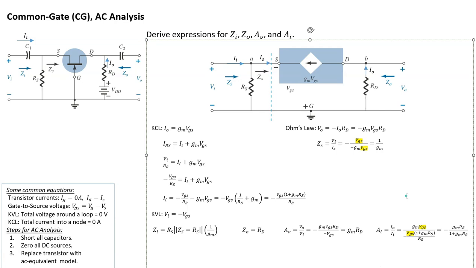All right, so those are the 4 equations that we were looking for. ZI is just RS parallel with 1 over GM. ZO is just simply RD. The voltage gain is GM RD. And the current gain is negative GM RS over 1 plus GM RS. All right, thanks.